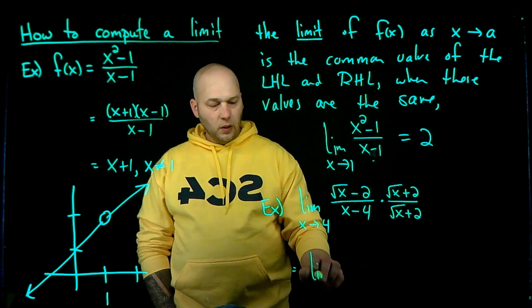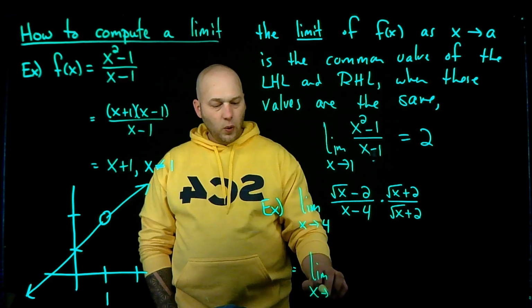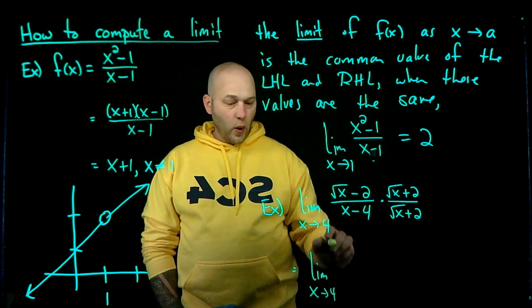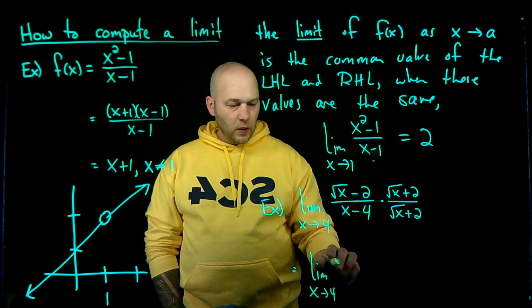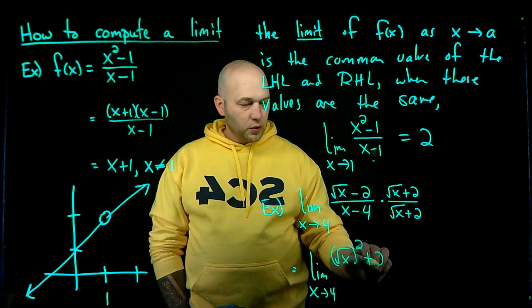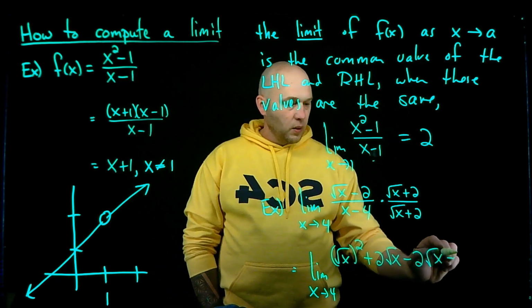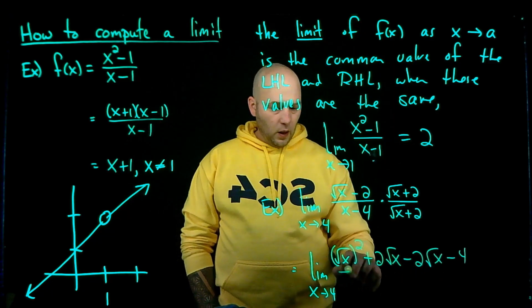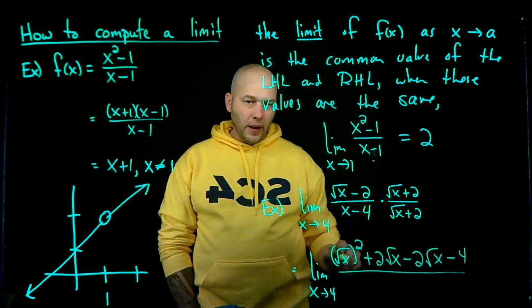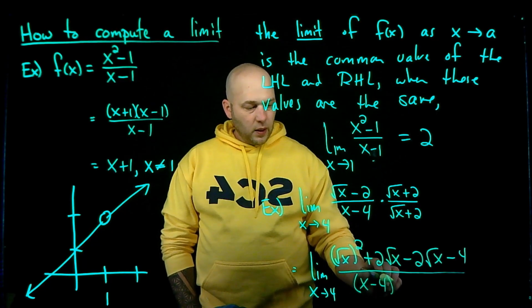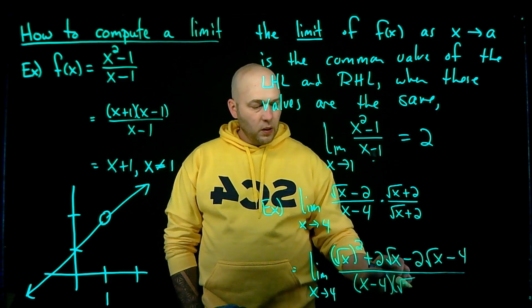So this gives me the limit as x approaches 4. FOIL that: root x times root x would be the square of root x. Let's just write it all out. It would be the square of root x plus 2 root x minus 2 root x minus 4, all over... And I'm not going to FOIL the bottom. Let me explain why here in a second. Let me just copy it down here.